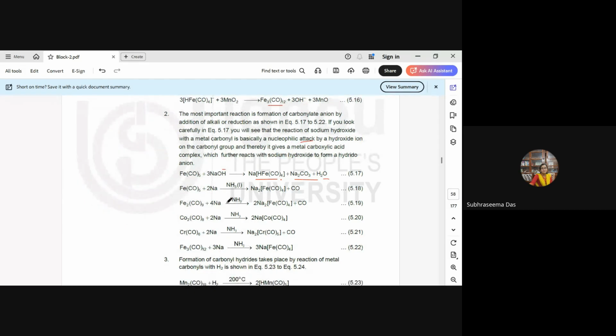Then if we have Fe(CO)5 plus a metal such as sodium in liquid ammonia, again we see that a sodium iron complex is formed and CO is liberated.